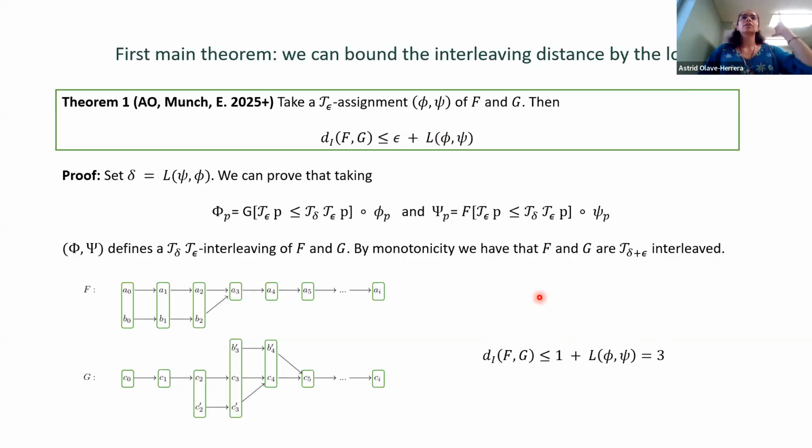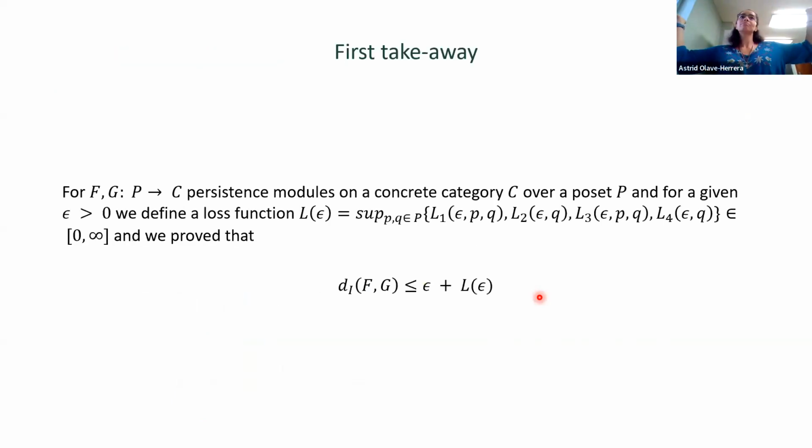So maybe I'm going to say it again. It's going to be my first takeaway. We are given FG persistence models on concrete categories, so any poset, any category that is concrete. And we have been able to define a loss function that looks like this, such that the interleaving distance between them is bounded by epsilon plus the loss. So we did a really good job, but now we're going to the second part of the talk.